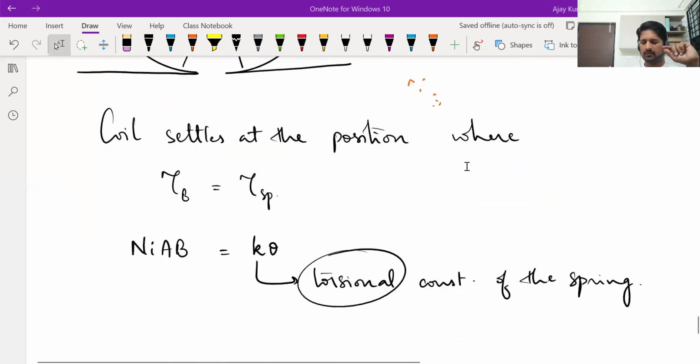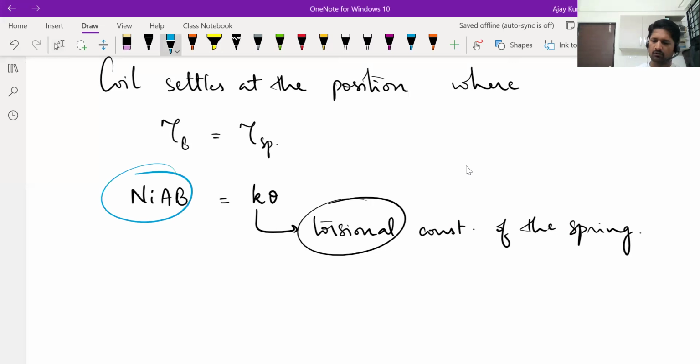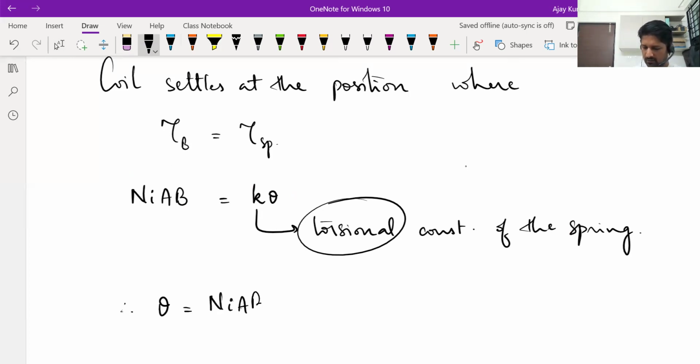Okay. So when the coil of the galvanometer rotates, the torsional spring gets tightened. Then it will create a counter torque. Okay. So that's the idea here. Torque due to magnetic field gets balanced by torque due to the spring. Then you can say that theta, the angle rotated by the coil, okay, whatever is the angle rotated by the coil, same will be the angle by which the torsional spring is twisted. Okay, so theta becomes NIAB divided by K, or you can say it is NAB by K multiplied with I.